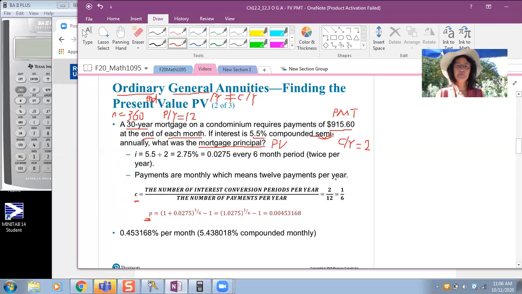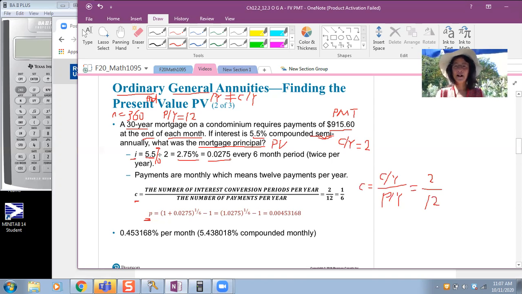Remember, C equals CY over PY. CY represents the number of interest conversion periods per year. PY represents the number of payments per year. In this example, CY equals 2, since interest is compounded semi-annually. PY equals 12, since in a year you make 12 payments. So C equals 1 over 6. And then I is the periodic interest. Interest is 5.5%, divided by 2. That is I equals 2.75%, or 0.0275.